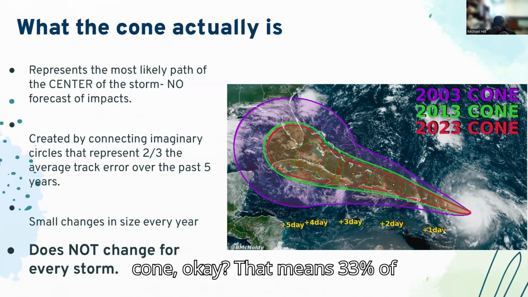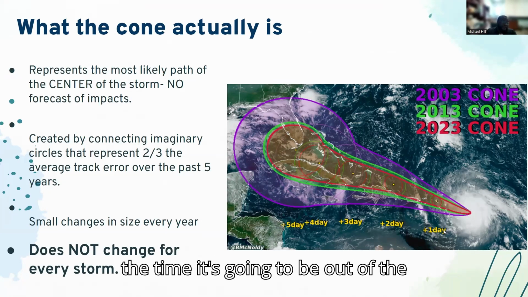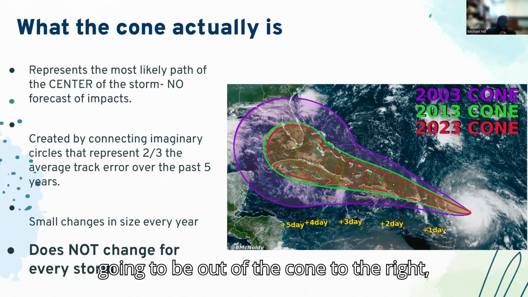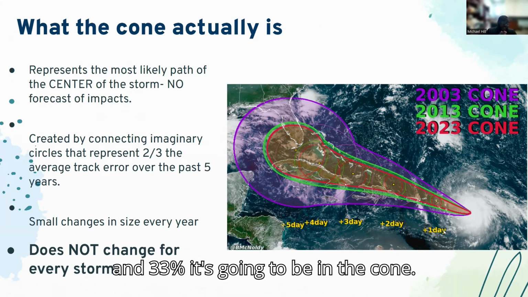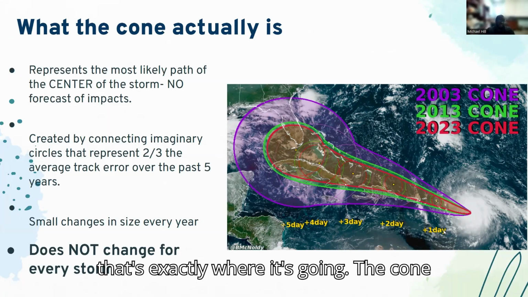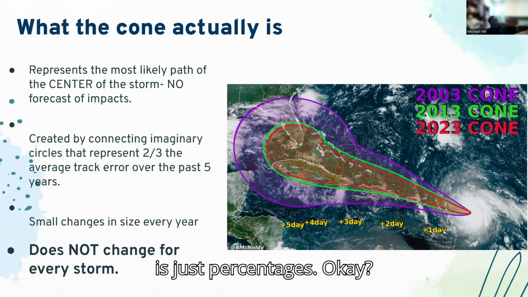Okay. That means 33% of the time it's going to be out of the cone to the left, 33% of the time it's going to be out of the cone to the right, and 33% is going to be in the cone. Okay. That doesn't mean that's exactly where it's going. The cone is just percentages.